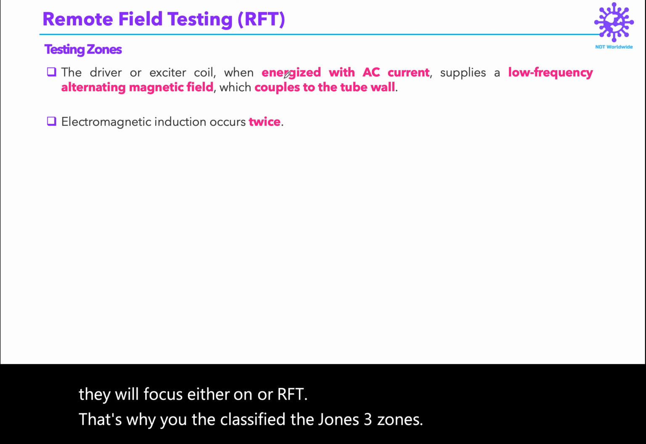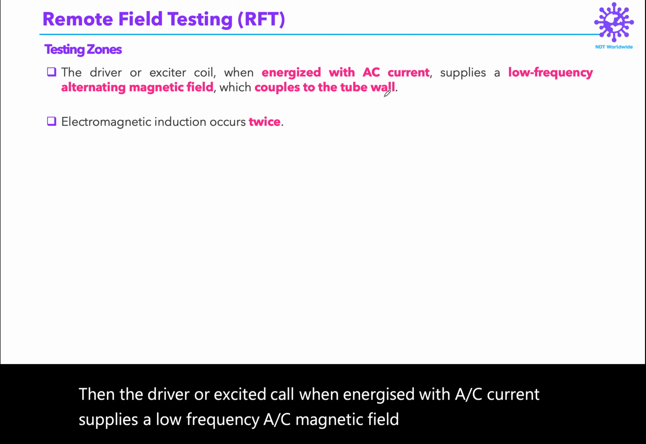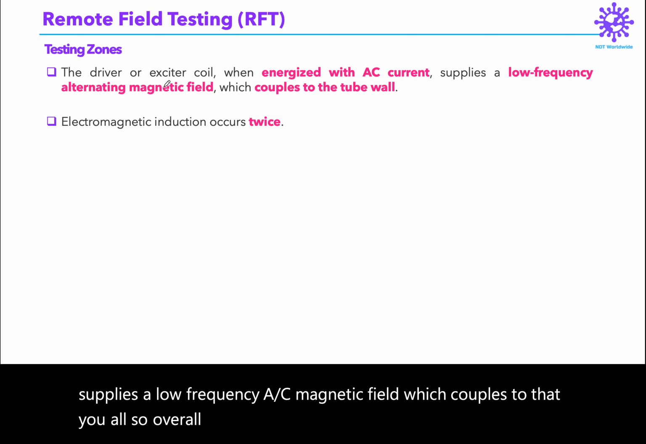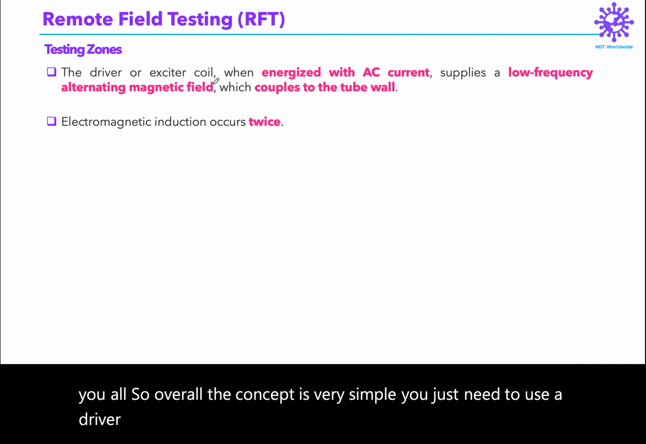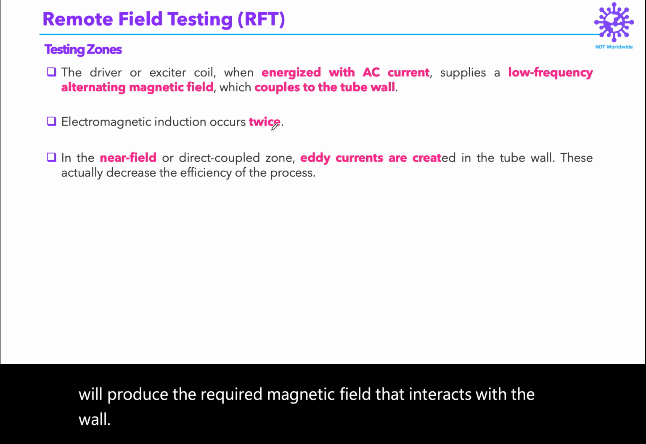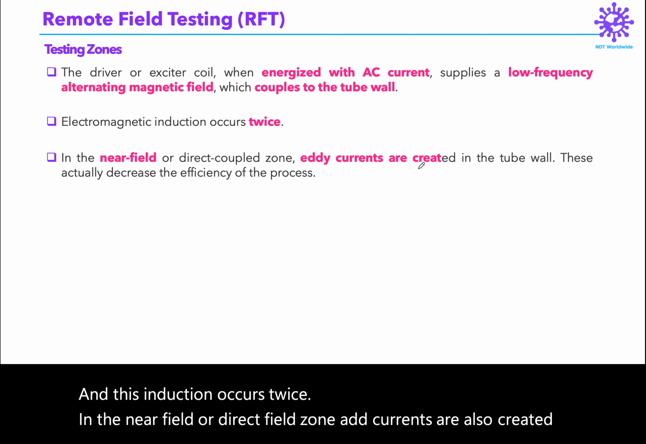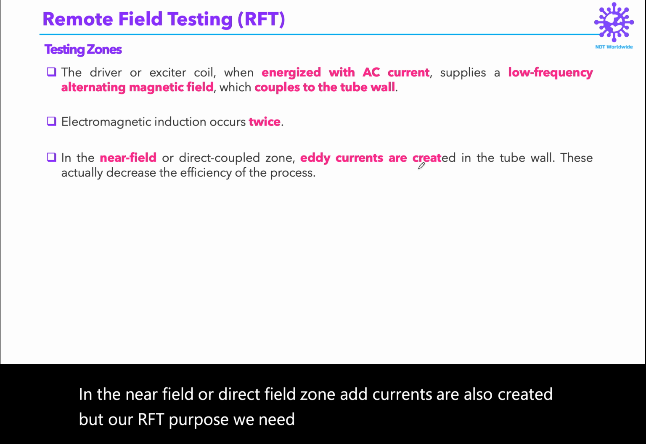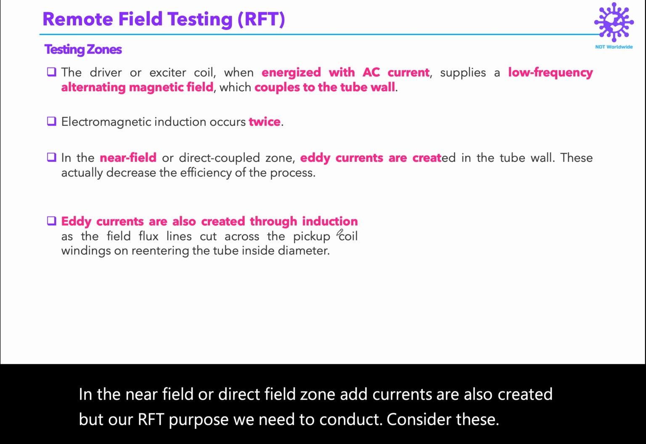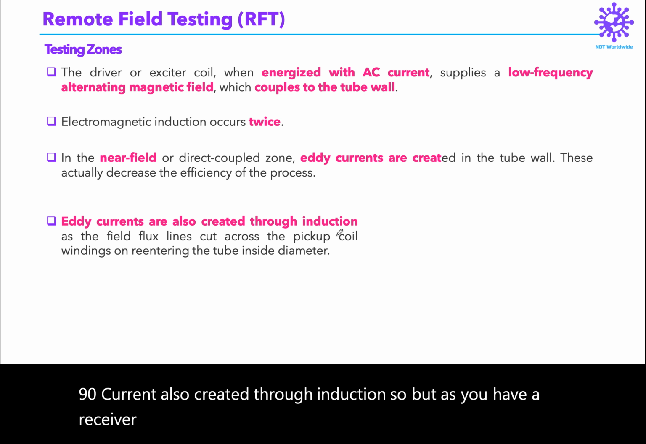Then the driver or exciter coil, when energized with AC current, supplies a low frequency AC magnetic field which couples to the tube wall. So overall, the concept is very simple. You just need to use a driver or exciter coil. You send AC current, then automatically it will produce the required magnetic field that interacts with the wall. And this induction occurs twice in the near field or direct field zone. Eddy currents are also created through induction, but for our RFT purpose we do not need to consider these. As you have a receiver at a longer distance, it does not show any impact on the results.